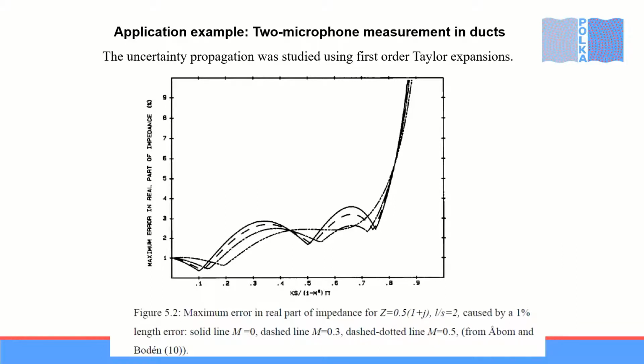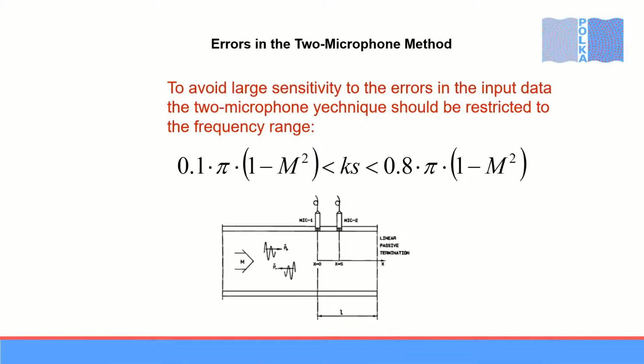Then we did the second study where we included the effect of flow. So this is an example of the error in the microphone positions and the effect of flow. And based on these studies, we came up with this equation saying that, to be safe, to keep the error below a certain level, you should stay within this region. The smallest error is when the distance Ks equals pi half.